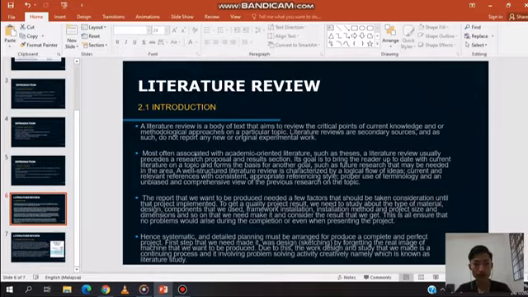A literature review is a body of text that reviews the critical points of current knowledge and methodological approaches on a particular topic. So this is like a secondary source of any project.